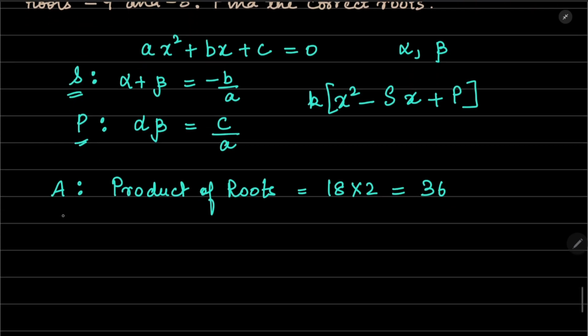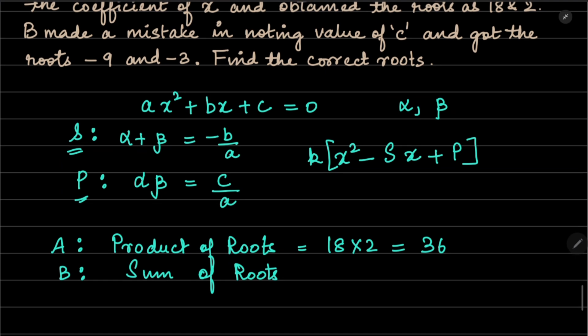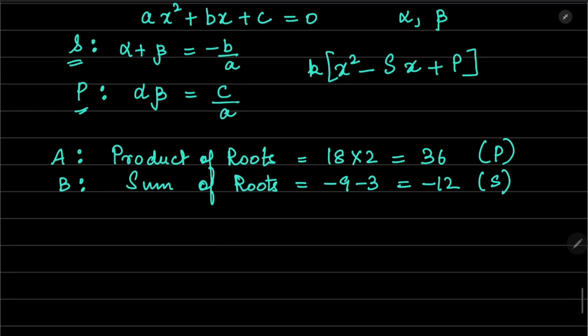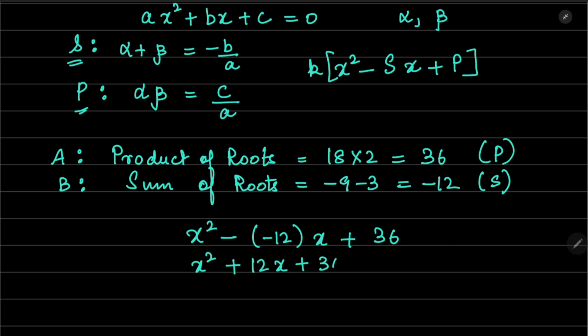So, from the roots that person B got, we can find the sum of the roots. What are the roots that B got? -9 and -3. What is the sum? It is -12. Now, we have got the product and we have got the sum. Let's plug in and get the quadratic equation. It's x square minus sum, and the sum is -12, times x, plus the product, which is 36. So here you get x square plus 12x plus 36.